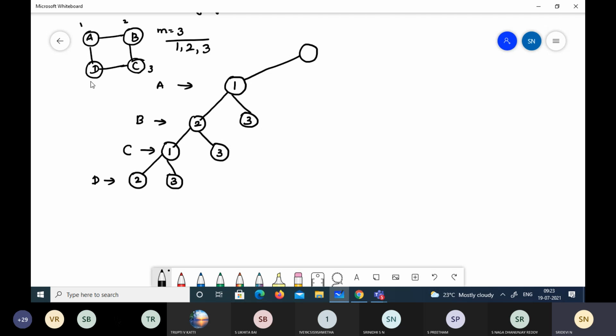Can I have 1 here? Can I color D with 1? No, because adjacent nodes will have the same color. What about this? Can I color it with 3?